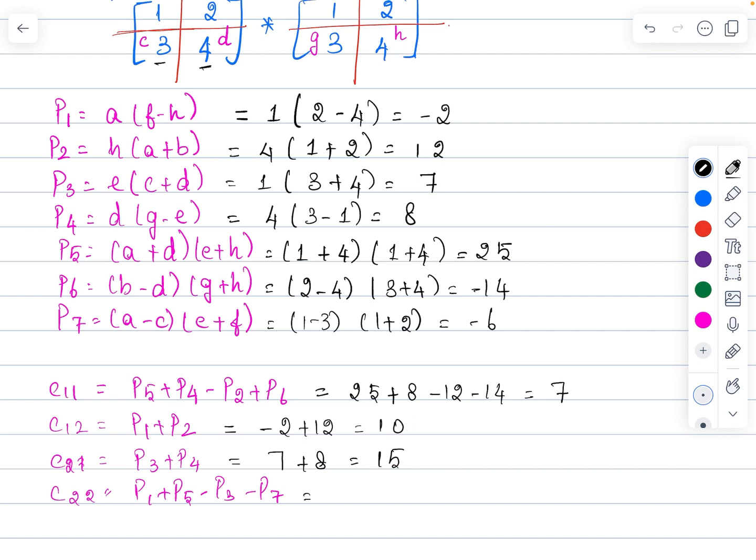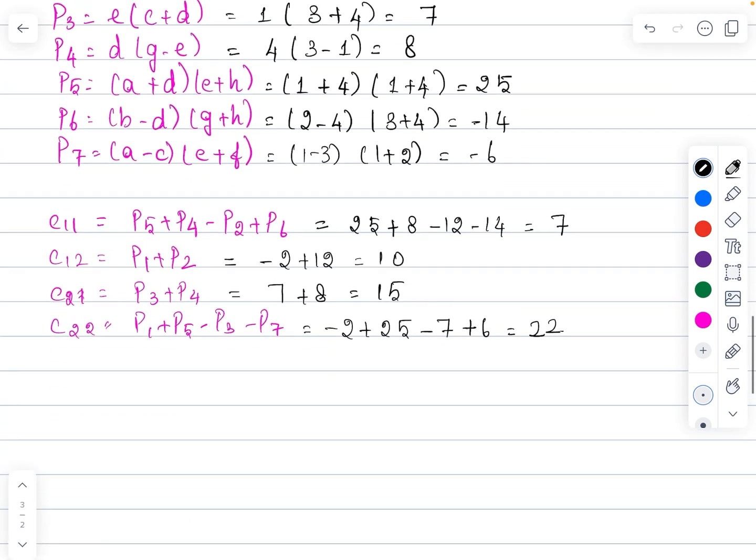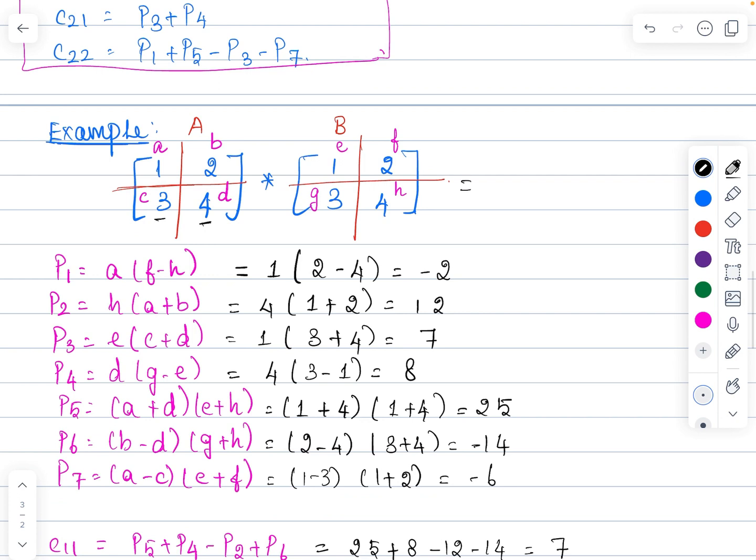And for C22, P1 value is minus 2 and P5 is 25 and minus P3, P3 value is 7, so minus 7, and minus P7, P7 value is minus 6, which would become plus 6. Now if you compute it, you would be getting 22. Now the resultant matrix C is going to be C11 is 7, C12 is 10, C21 is 15 and C22 is 22. So this is our resultant matrix: 7, 10, 15, 22.